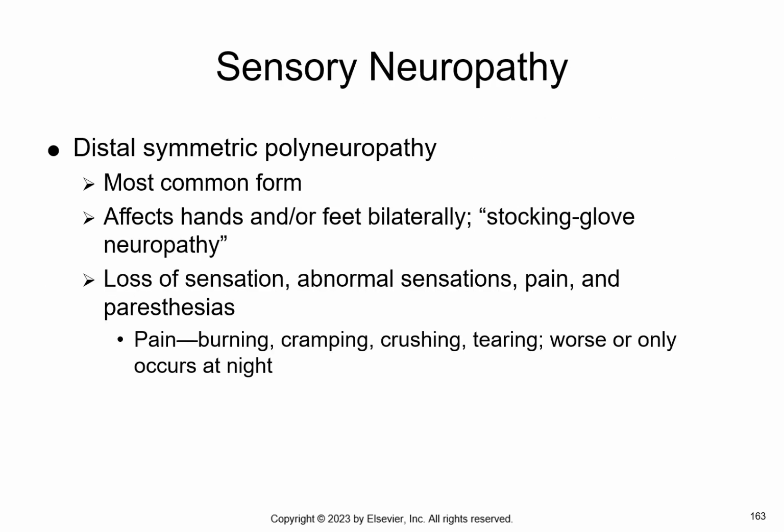Sensory neuropathy, the most common form of sensory neuropathy, is distal symmetric polyneuropathy. It affects the hands and or feet bilaterally. We sometimes call this stocking glove neuropathy. Characteristics include loss of sensation or abnormal sensations, pain, and paresthesias.